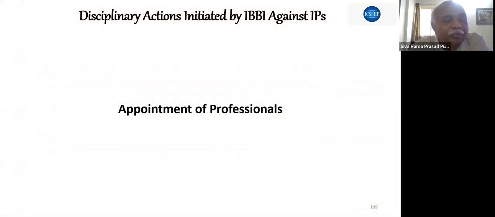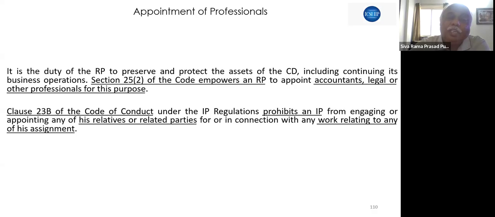Appointment of professionals. Whether the valuer is a professional. The transactional auditor is also a professional. And the class of creditors are also IP professionals. It is the duty of the RP to preserve and protect the assets of the CD, including continuing its business operations. Section 25(2) of the code empowers the RP to appoint accountants.